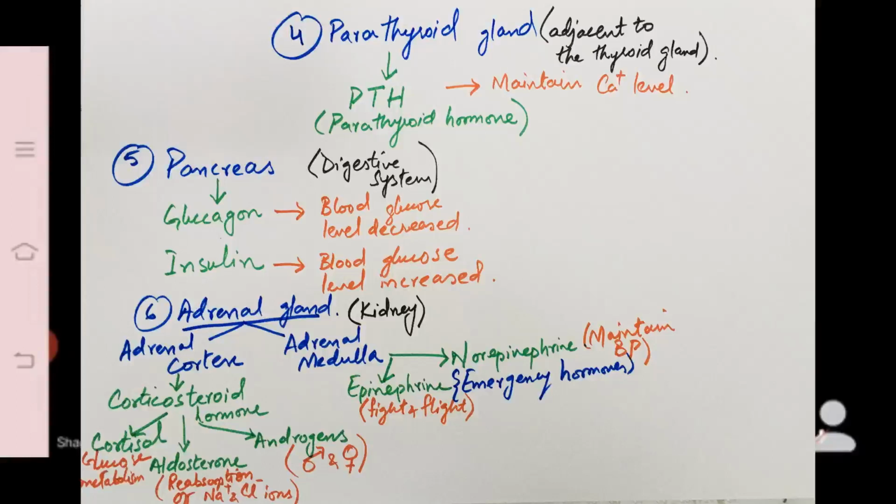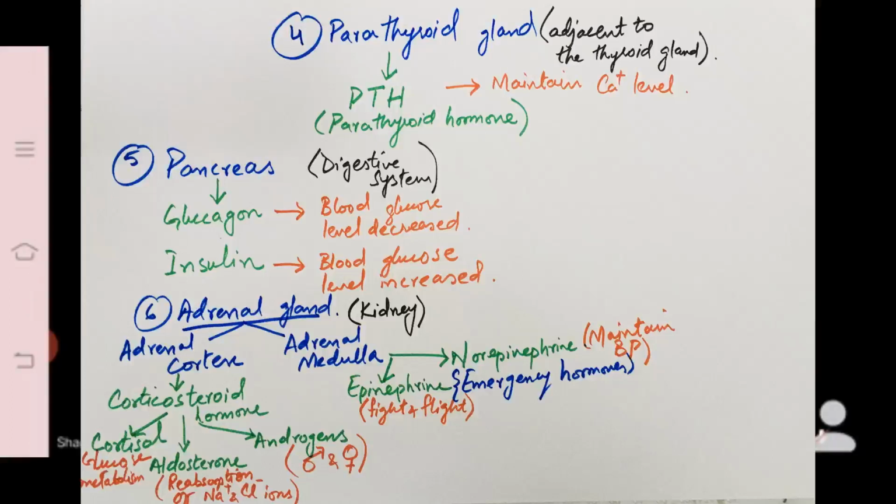All these three hormones have different regulations. Cortisol is basically involved in glucose metabolism, right? While aldosterone is involved in the reabsorption of different ions like sodium and chloride ions in our body. While the androgens, also called sex hormones, are responsible for the male and female characteristics in human beings. The male and female characters are developed because of the presence of this hormone, androgens.